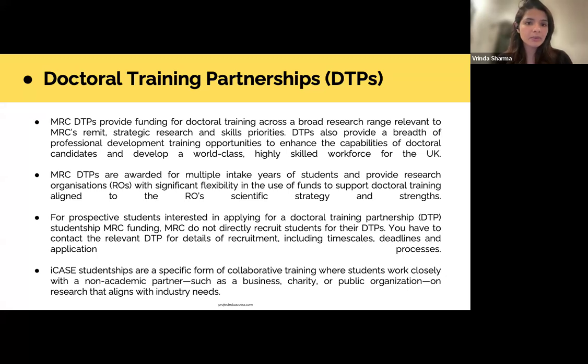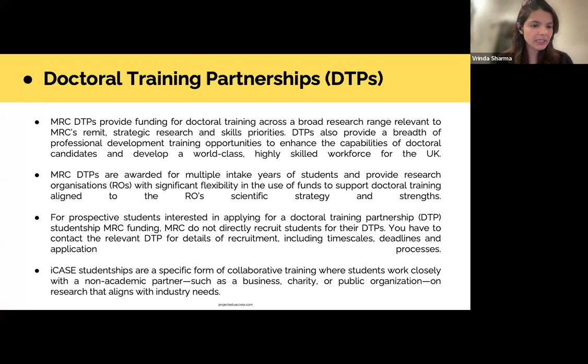Secondly, it allows people to have professional development because a wide range of training opportunities are available. So students not only gain research experience throughout their PhD, but they also develop skills that would eventually help them in their career. For prospective students, it's important to note that MRC is not directly recruiting for these DTPs. You have to apply to the university in order to get admitted to these programs.